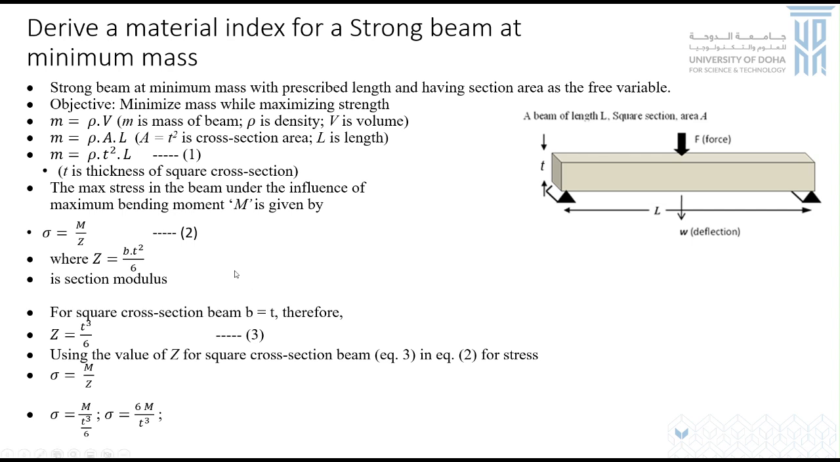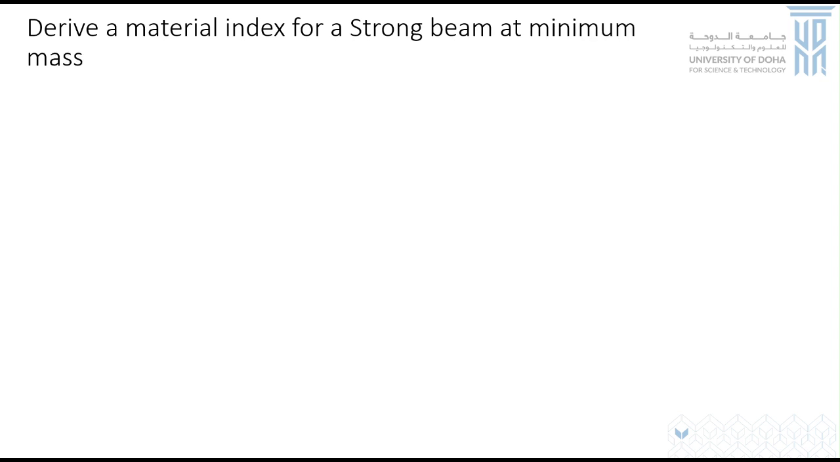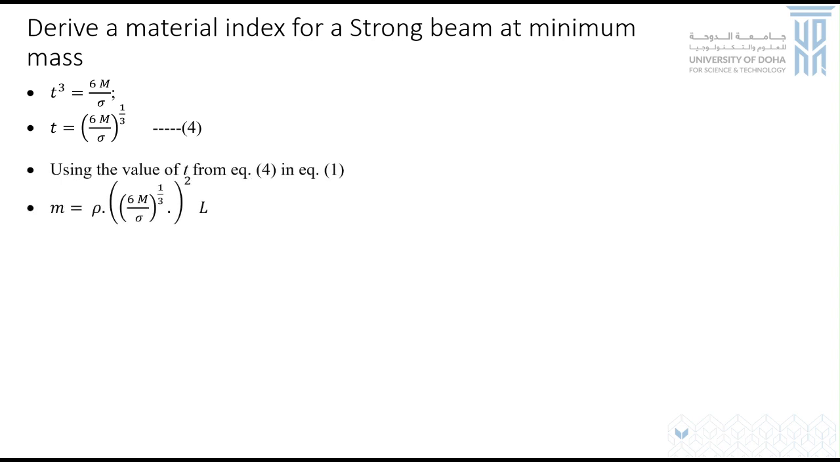Like in the previous case, I substituted for area. I will now substitute for thickness. There is, of course, a little bit more calculation involved, because now it's no longer a linear function. Rather, t cube is 6M over sigma. So t is 6M over sigma raised to power 1 by 3. You with me? Yeah? Now I substitute this back into the mass equation. So now my mass is what? Density into (6M over sigma) raised to power 1 by 3, whole squared, into L.